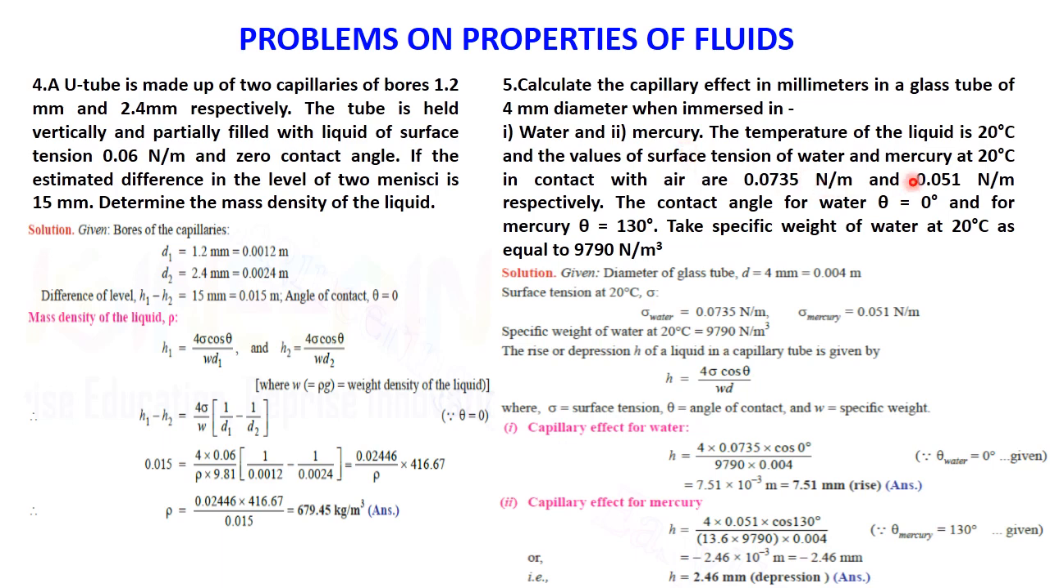The temperature of the liquid is given as 20 degrees Celsius. Surface tension of the water is 0.0735 Newton per meter. Surface tension of mercury is given as 0.51 Newton per meter. Contact angle for water is 0 degree. Contact angle for mercury is 130 degree. So easily we can find out the values now.